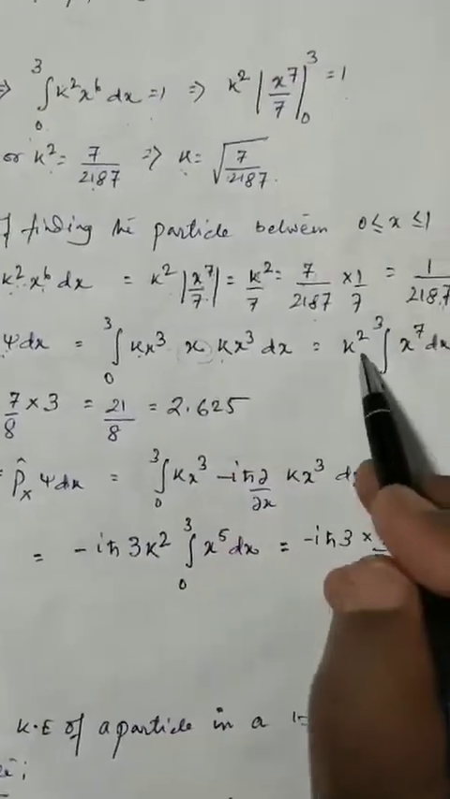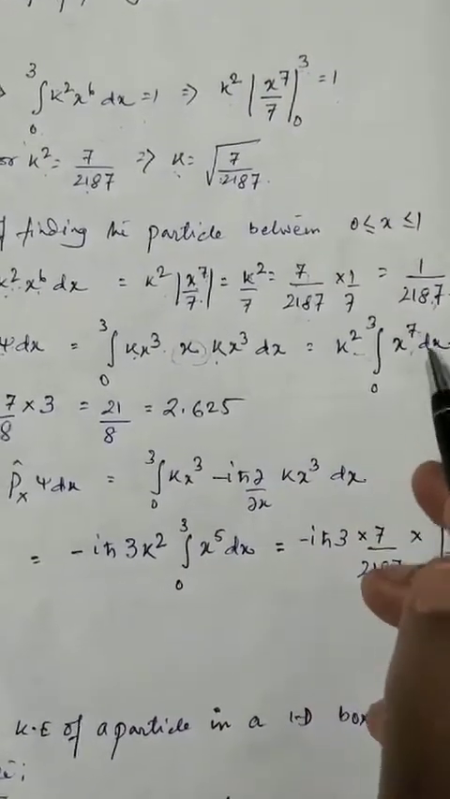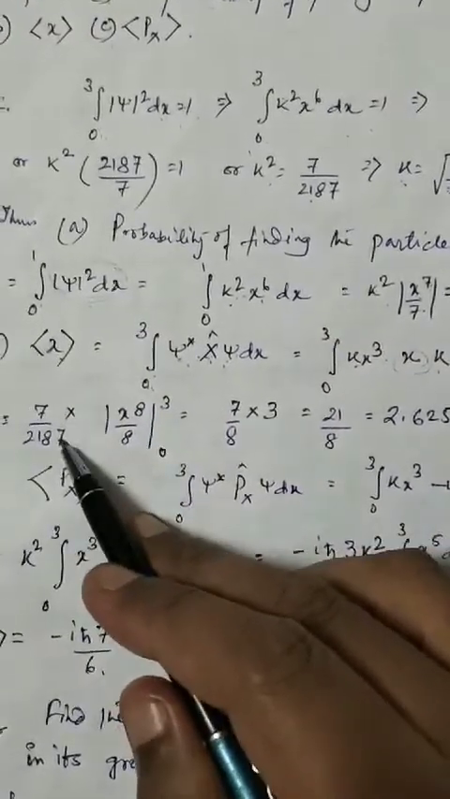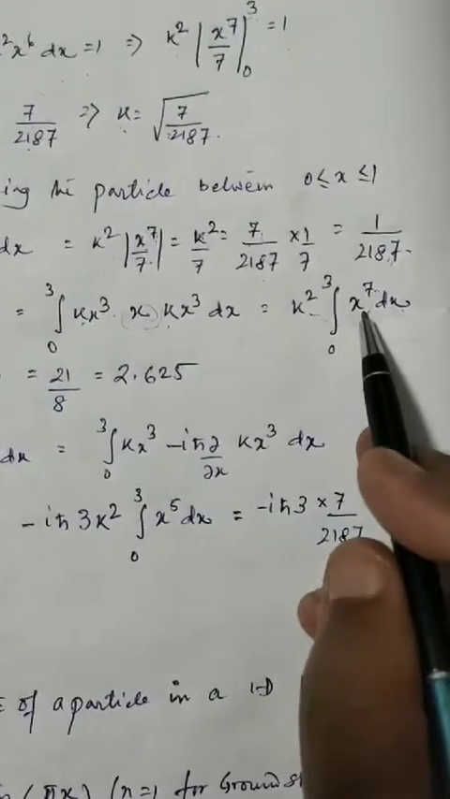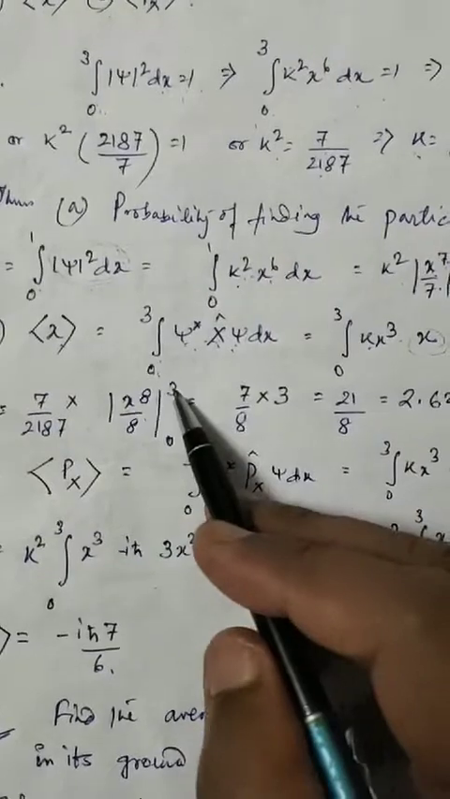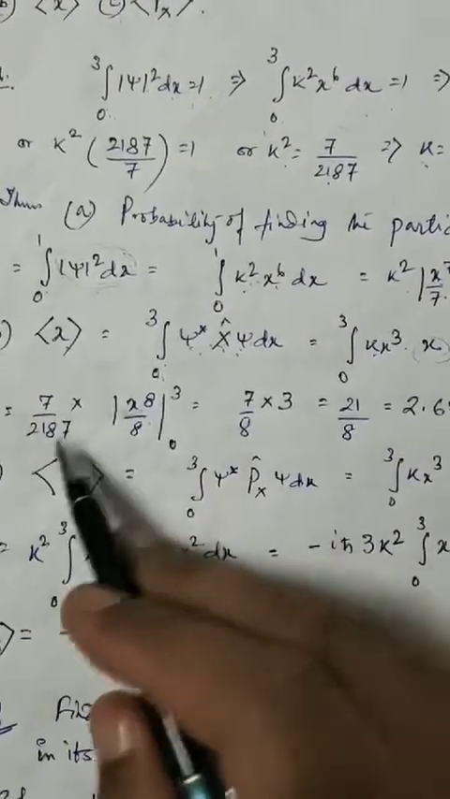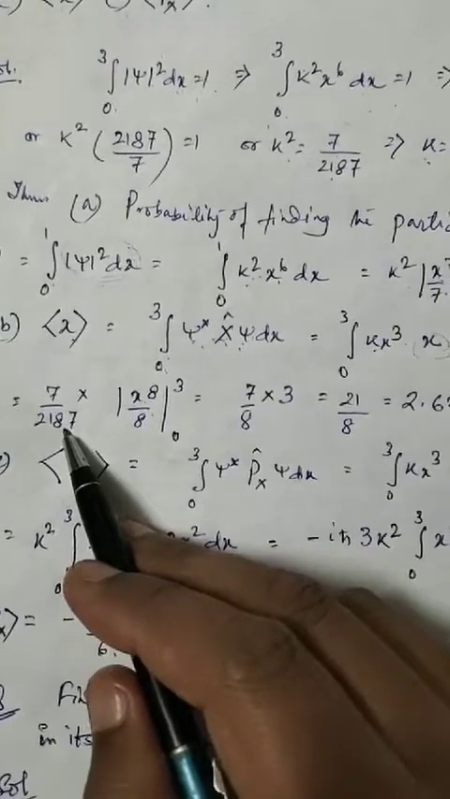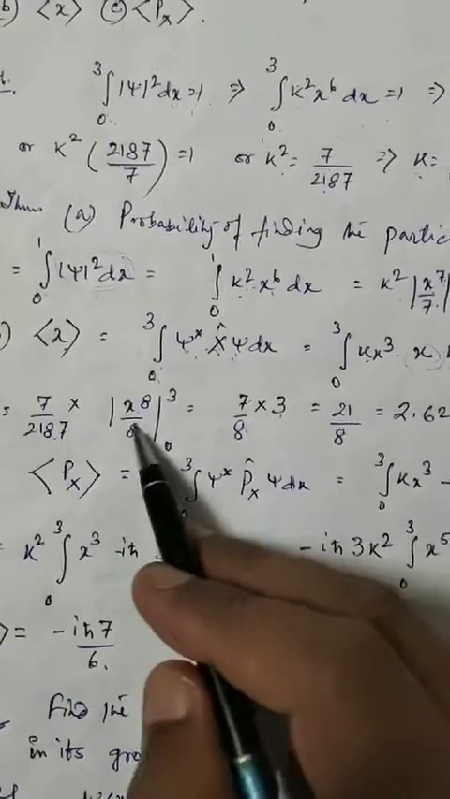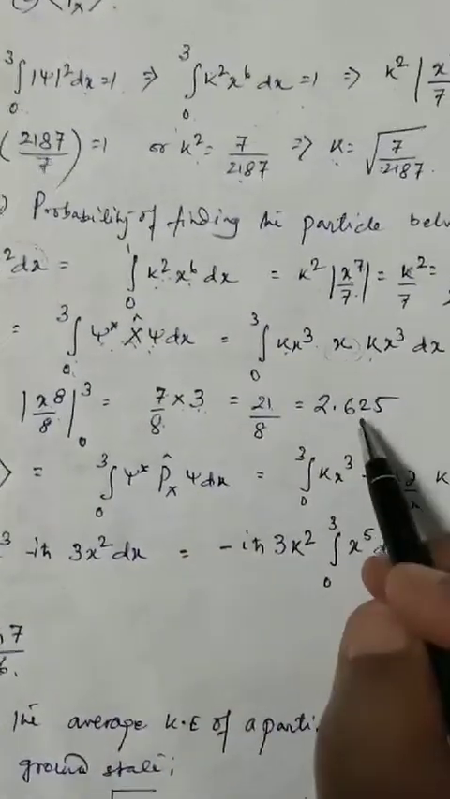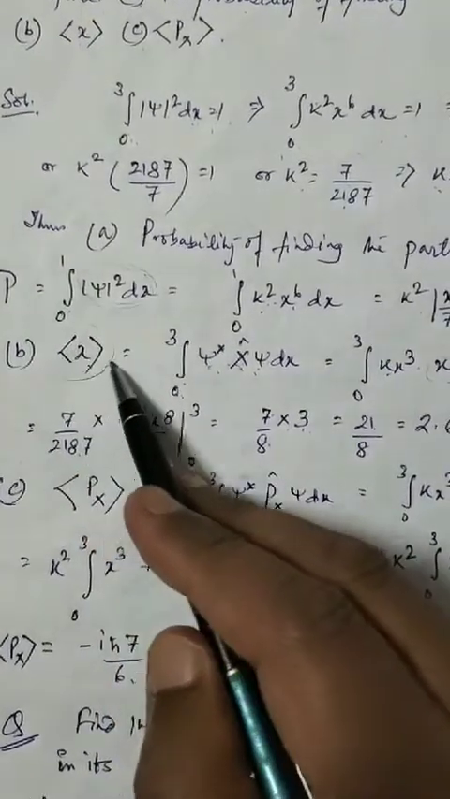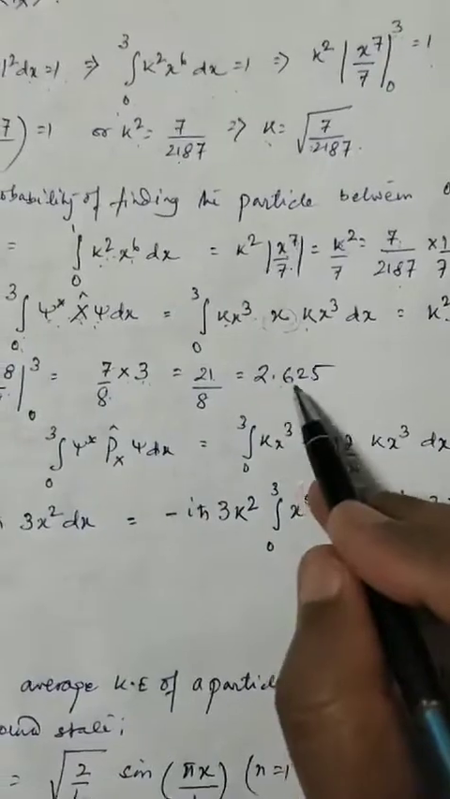So if you take k square out, you have x to the power of 7 dx, and 0 to 3 is the limit of integration. You just put the value of k square as 7 by 2187, and if you integrate x to the power of 7, you get x to the power of 8 by 8. If you put the limits, this will be 3 to the power of 7, which is 2187, and here it is 3 to the power of 8. So you have a 3 remaining, 7 by 8 into 3. So it is 21 by 8, that is 2.625. So the average value of x, that is the position of the particle, is 2.625.